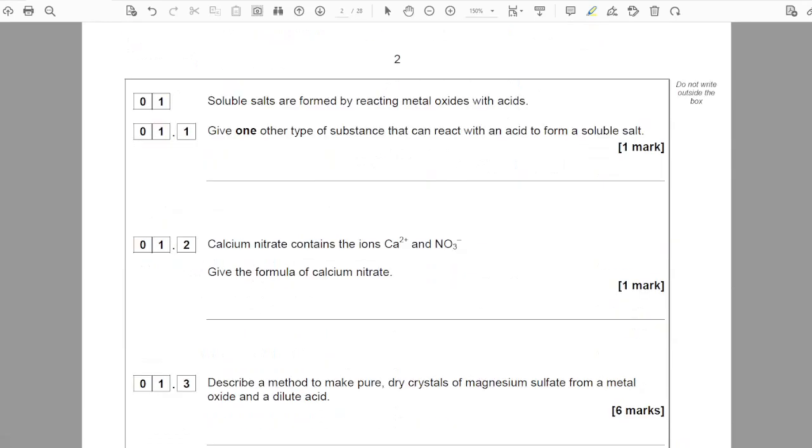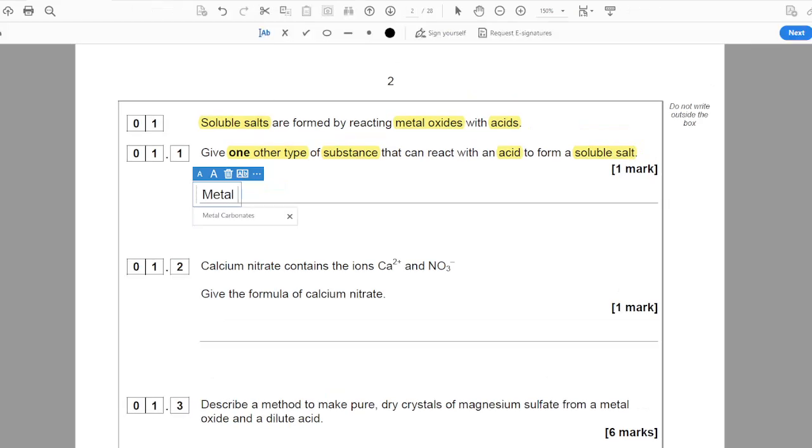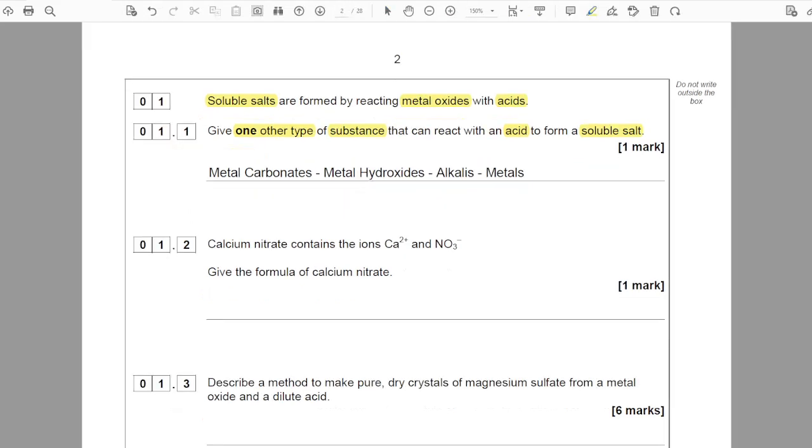Soluble salts are formed by reacting metal oxides with acids. Give one other type of substance that can react with an acid to form a soluble salt. Metal carbonates or metal hydroxides or alkalis. You can even simply just say a metal.